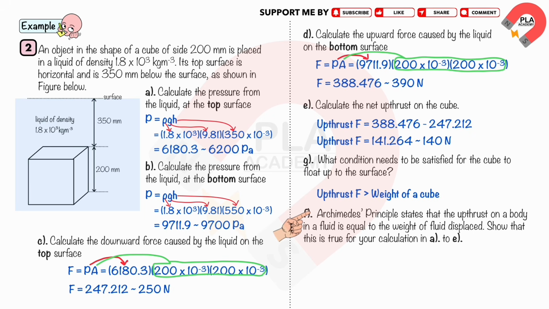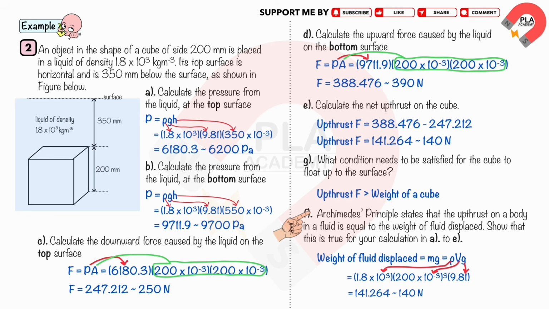F. Archimedes' principle states that the upthrust on a body in a fluid is equal to the weight of fluid displaced. Show that this is true for your calculation in E. The weight of the fluid displaced equals m g, substituting m equals rho V. Substituting rho equals 1.8 times 10 power 3, V equals the cube of 200 times 10 power negative 3, and g equals 9.81. We solve the weight equals 140 newtons for two significant figures. This shows that the weight of liquid equals the upthrust.